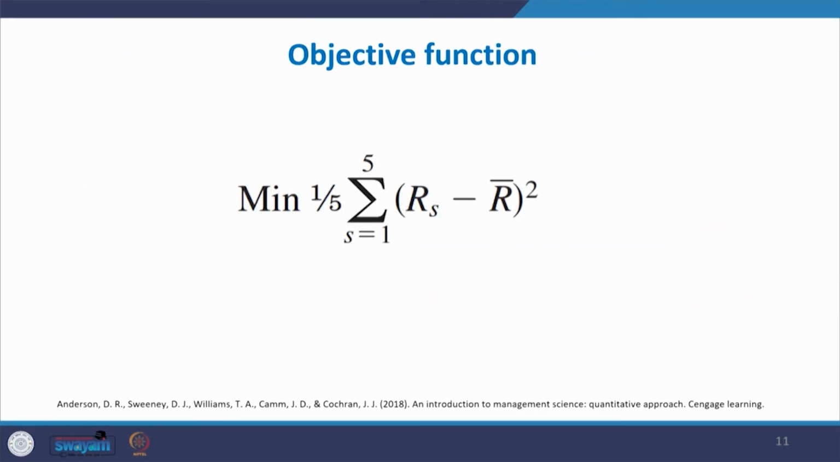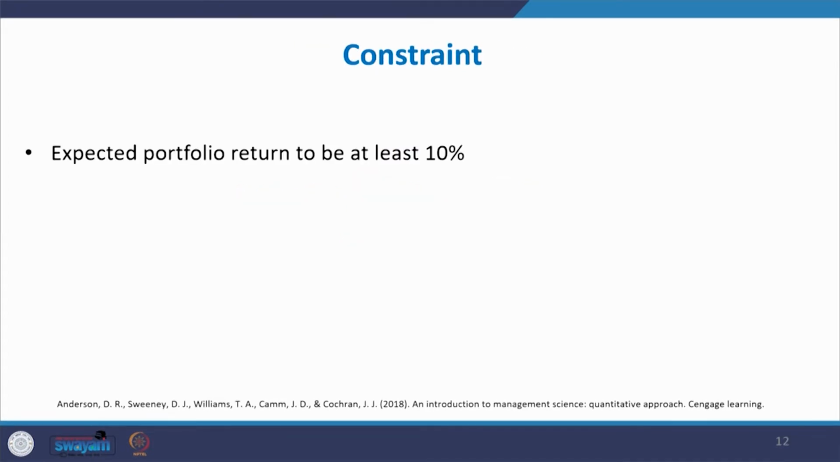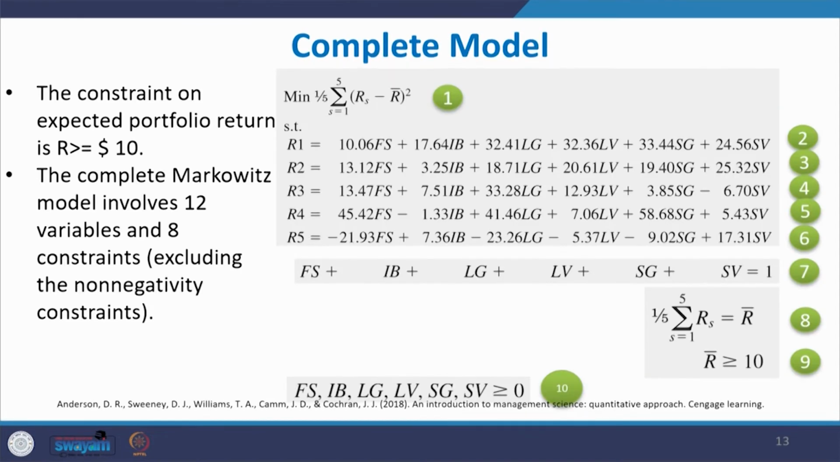So, the objective function is that we are going to minimize the variance. Already we have seen what the constraint is. The constraint is the expected portfolio return to be at least 10 percent. So, when we say the expected return, that means R bar is greater than or equal to 10 percent. The variance has to be minimized. Now, this is the complete model.